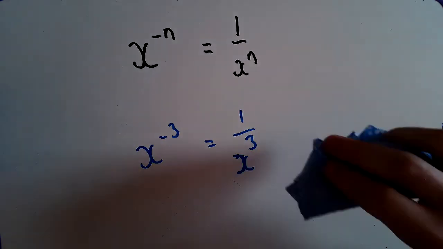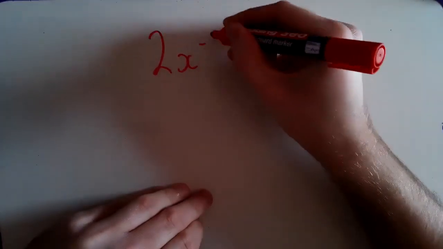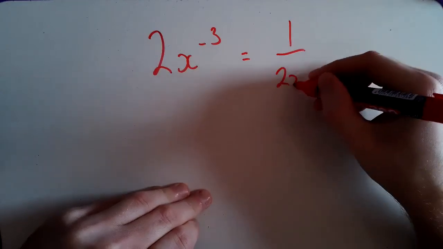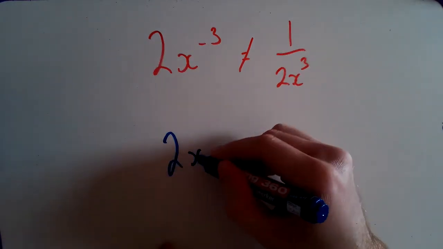Now, again, I'll give you the misconception first this time. A big misconception I see lots and lots is something like this: 2x to the minus 3 is equal to 1 over 2x cubed. Well, that's not true. In this case, it should be 2x to the minus 3.